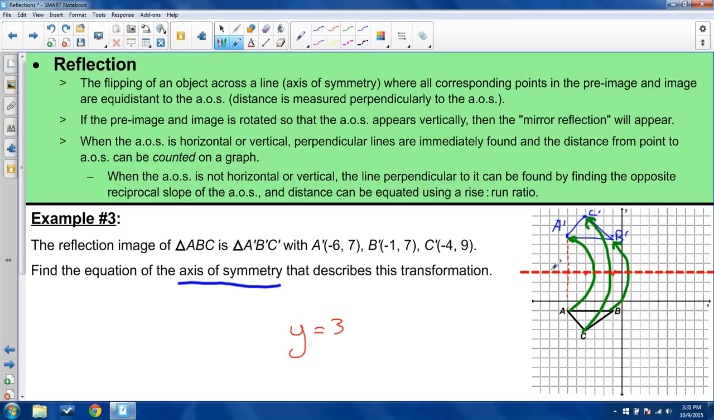So that equation is y equals 3. We're actually good to go. That's all you need to do. But again, it really helps getting that graph first, recognizing what you're dealing with, and then basically counting half the distance between any point from pre-image to image.